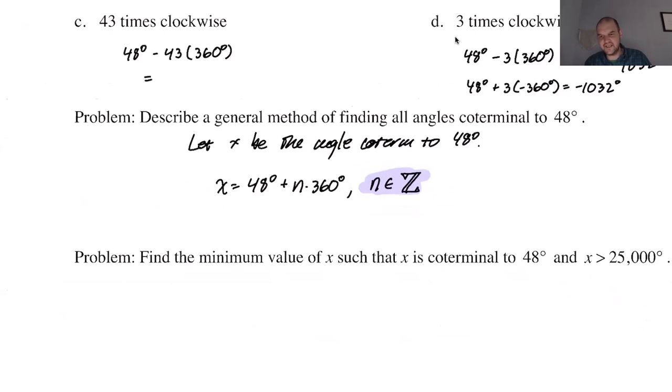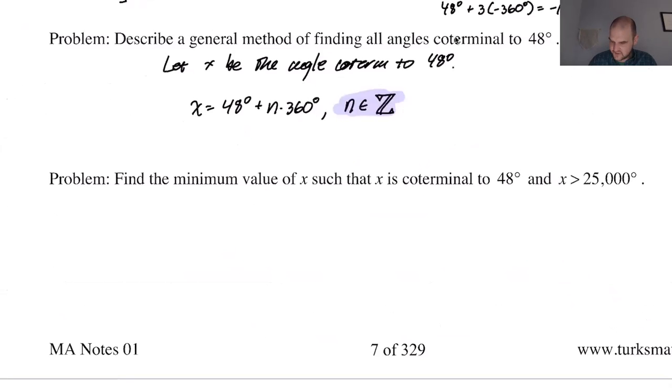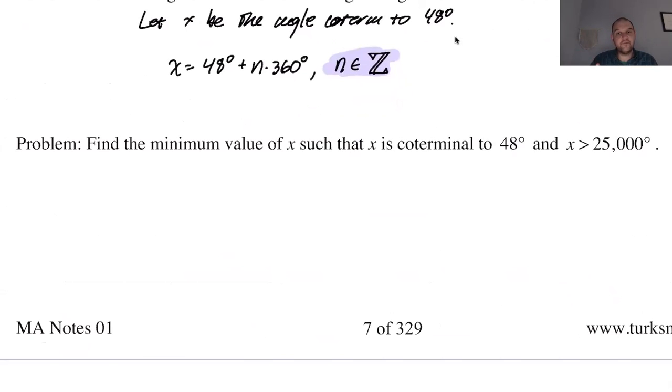So you could write 360n, totally fine. But you have to do the n as an element of the integers. If you don't do that, you're not right, because n can't be just any number. It can't be an element of the reals. It has to be an integer. Could be a negative number, right? You can have negative integers, negative 10, negative 58, all negative integers.